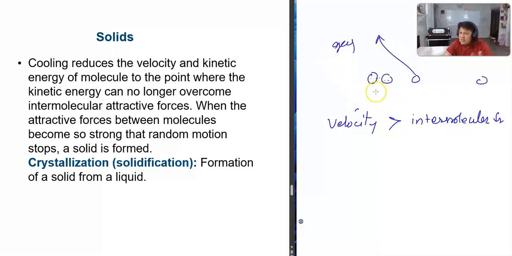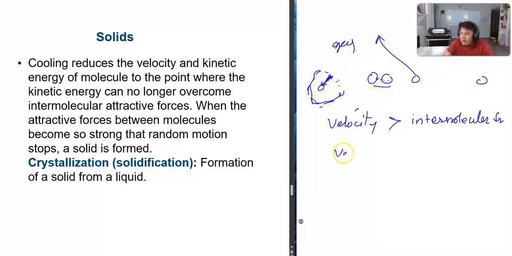If the velocity is similar to the intermolecular force, they cannot liberate, they can move but not enough to liberate, then that is a liquid. However, they can move, right? This one can move here, but that velocity is not enough to break down that force. Whatever the force is here, it is similar to the velocity. This velocity is not enough to pull them apart, then that is the liquid.